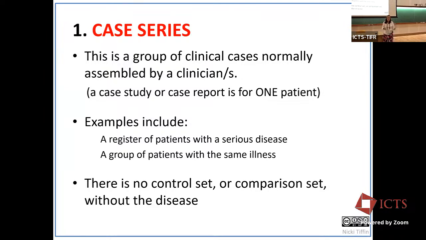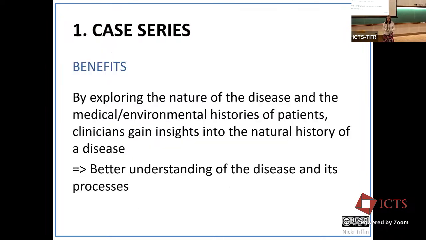And you may have a register of patients who have a particular disease, a group of patients with the same illness. There's no comparison set, there's no control set who doesn't have this condition. It's literally a group of patients who have a particular condition or phenotype. So it is useful. I know as computational people, we can't imagine why this might be useful, but clinically it means that we can explore the nature of the disease and the environmental history and the medical history of the patients and get some insights into natural history of this particular disease. So it definitely provides us with a better understanding of the disease and its processes.